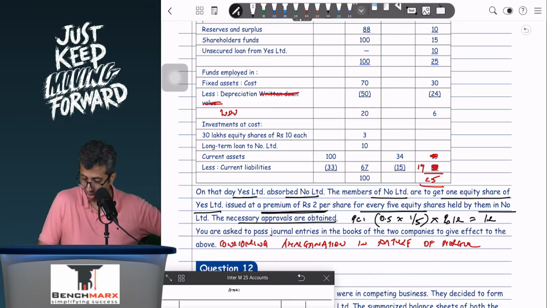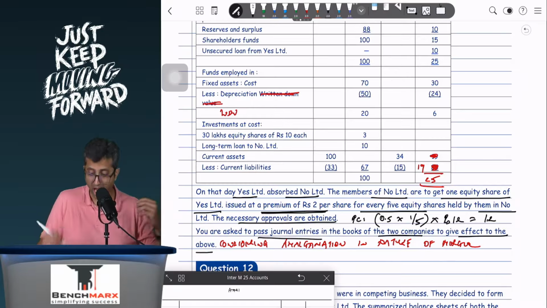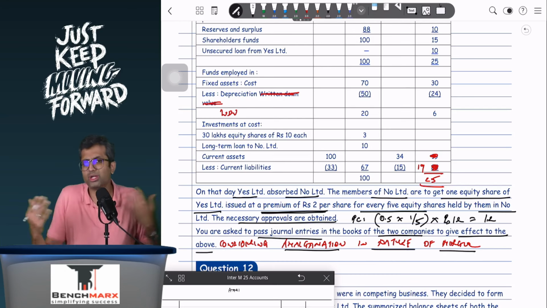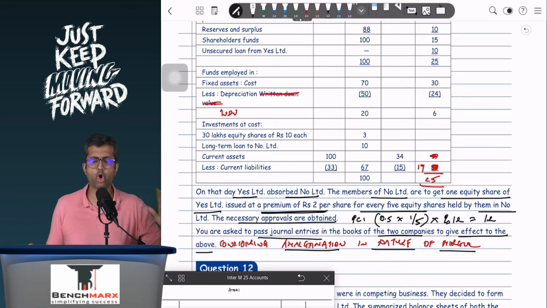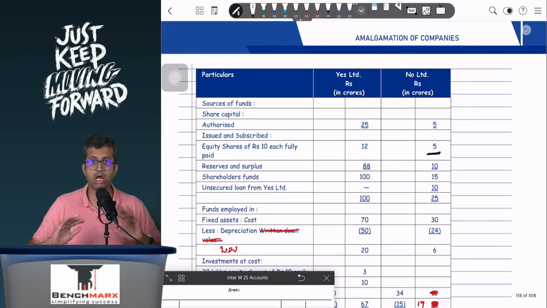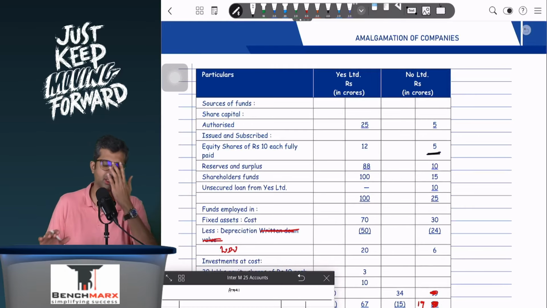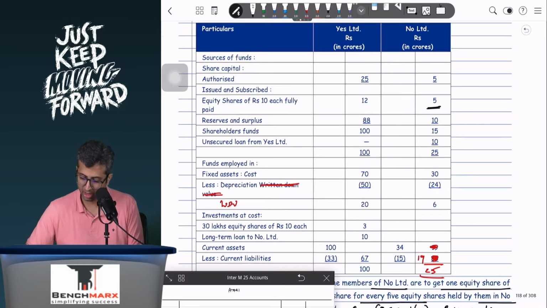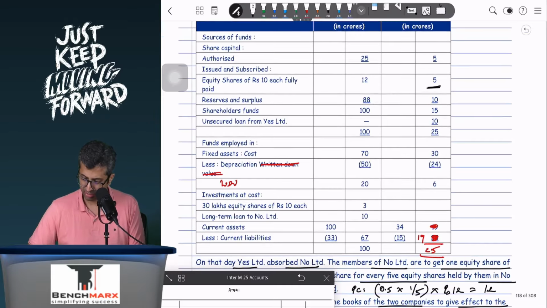Okay, ahead, you are asked to pass journal entries in the books of the 2 companies to give effect to the above. Again, this is there in the study material as well, considering amalgamation in the nature of merger. Now, you have been specifically told amalgamation in the nature of merger. Now, in the books of No, it does not really matter whether it is merger or purchase, because No closes. So, No will create a realization account, and in realization will transfer all assets, all liabilities. In shareholders, it will transfer share capital and reserves, record the PC, and then find the balancing figure. So, you will have realization account debit to assets, which can be fixed assets of 30, or you can say the net amount at 6, and current assets of 34.